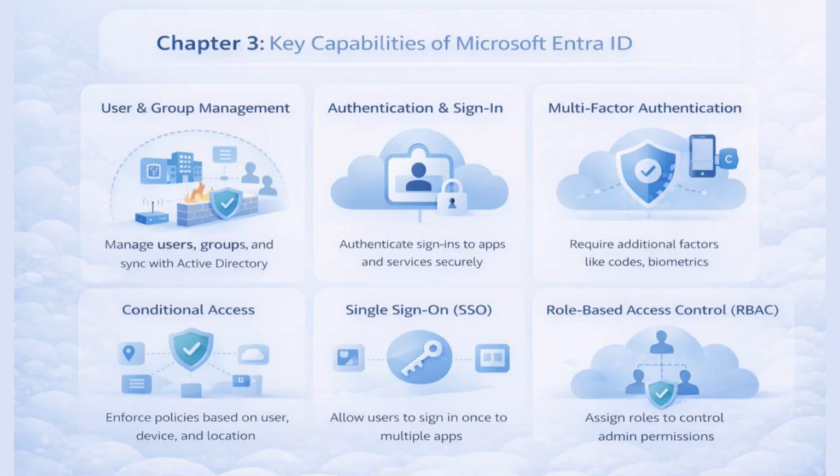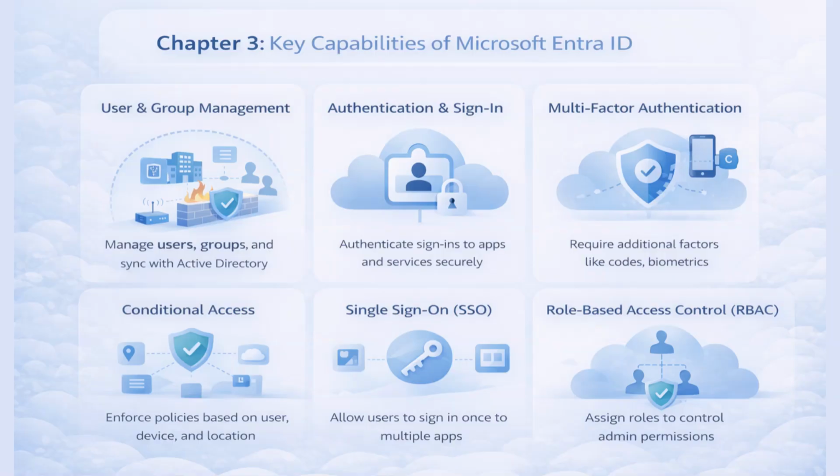Authentication and sign-in. Microsoft Entra ID authenticates users when they sign in to applications and services. This includes Microsoft 365, Azure services, SaaS applications, and custom enterprise apps. To support modern applications, Entra ID uses industry-standard protocols such as OAuth 2.0, OpenID Connect, and SAML. These enable secure, token-based authentication and move away from legacy, password-only sign-ins.